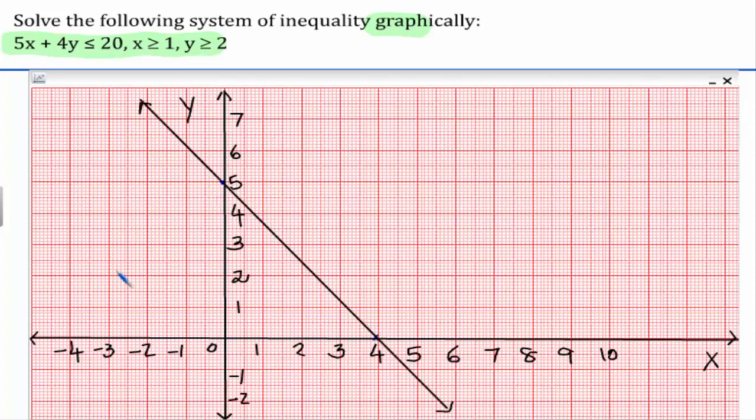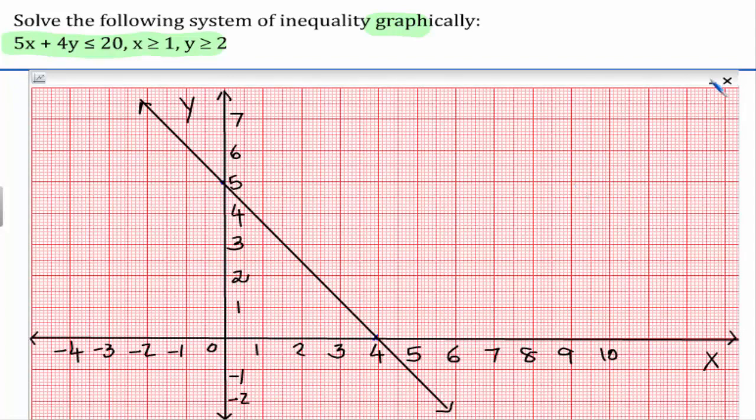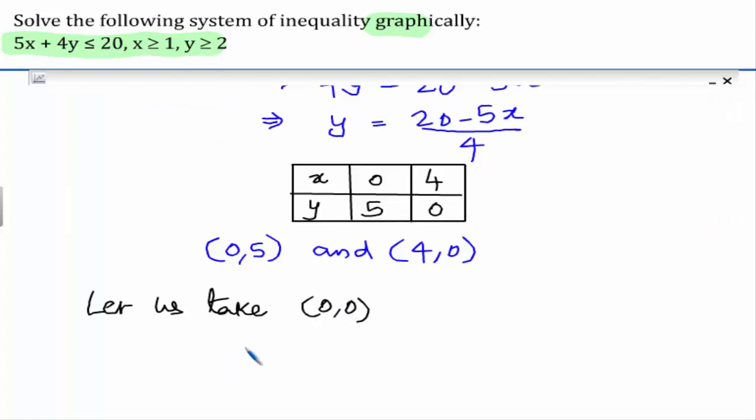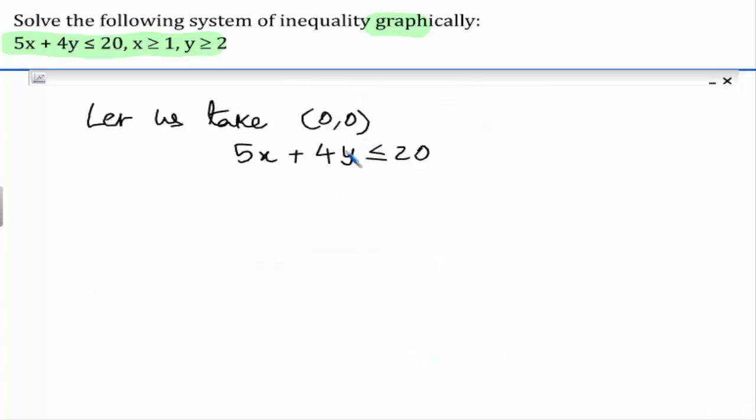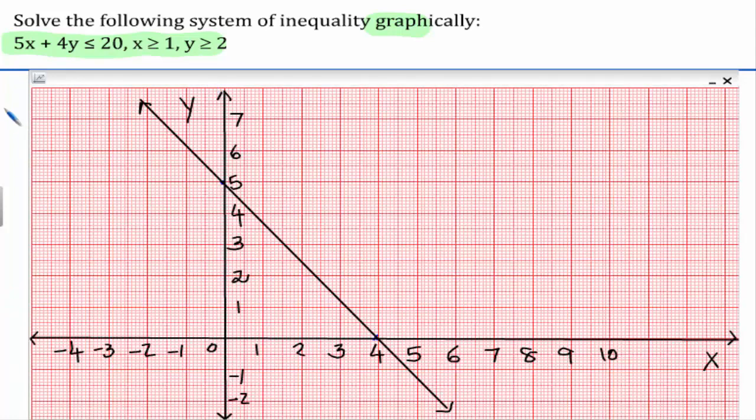Now this line divides the plane into 2 equal parts. Now let us select the origin as an arbitrary point, because the line is not passing through the origin, and let us substitute the origin into the given inequality, which is 5x plus 4y less than or equal to 20. If I substitute (0, 0) in place of x and y, we get 0 less than or equal to 20, which is true. So therefore the origin is included in the region of the inequality.